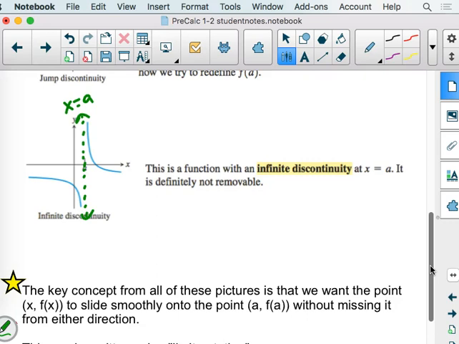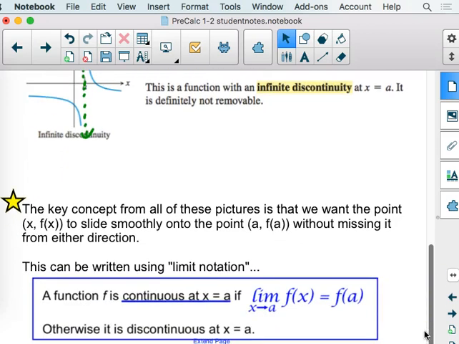So some of your homework is just going to ask, what kind of discontinuity is this? Is it removable? And just have you go through and think about the fact that holes, yes, we can plug holes. But when there are gaps, we can't. There's no way to do that and keep this a function. So the key concept from these pictures is that we want the point x and its y value, f of x, to slide smoothly onto that next point, a, f of a, without missing it in either direction. So it doesn't matter whether you're drawing your graph from left to right or right to left. You shouldn't have to lift your pencil if there isn't some kind of discontinuity in there.